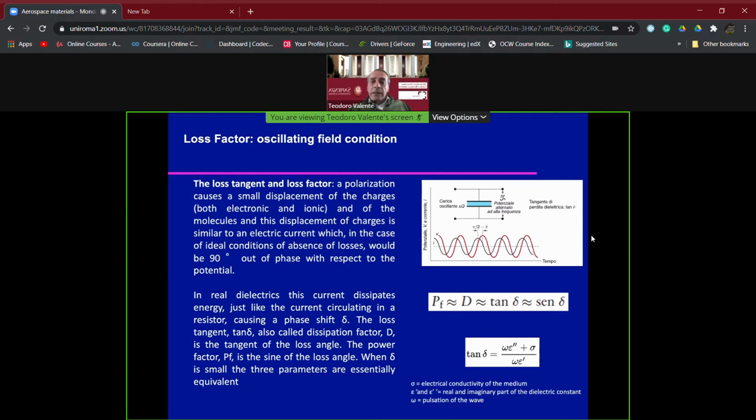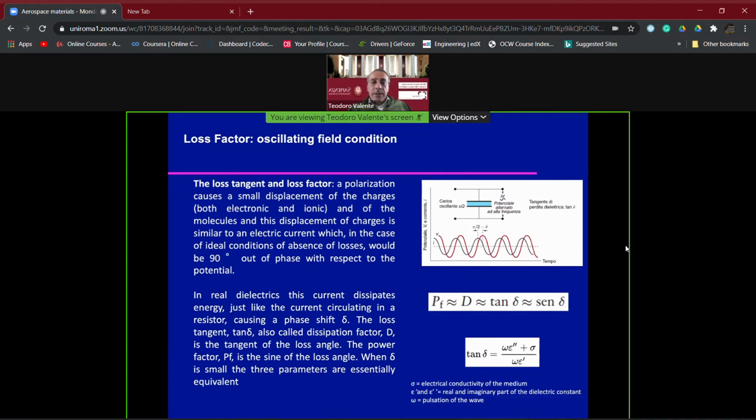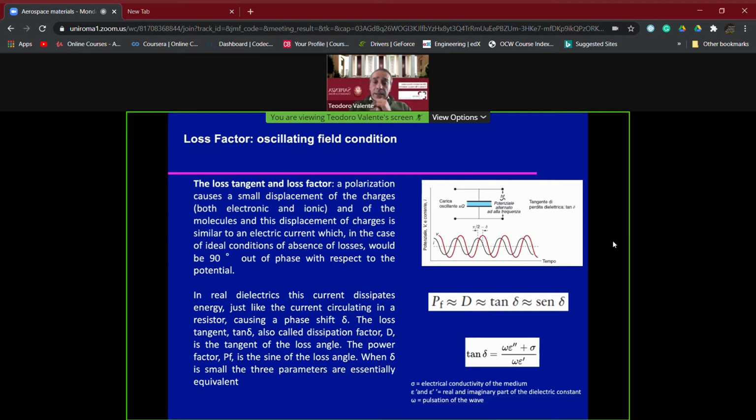If we define delta, the angle which is able to characterize this observed phase shift, then we can define the loss tangent as the tangent of the shift delta. This is also called the dissipation factor D, and it is important because the power factor, which is defined as PF, is the sine of the loss angle.